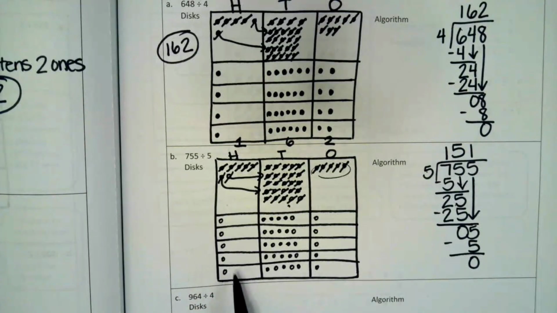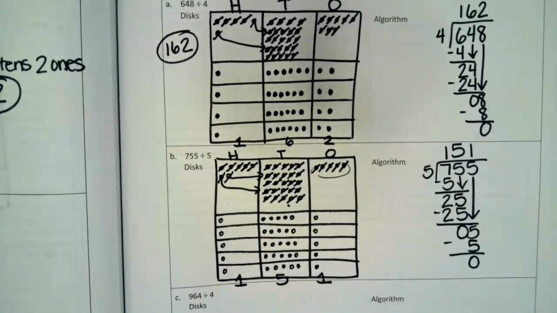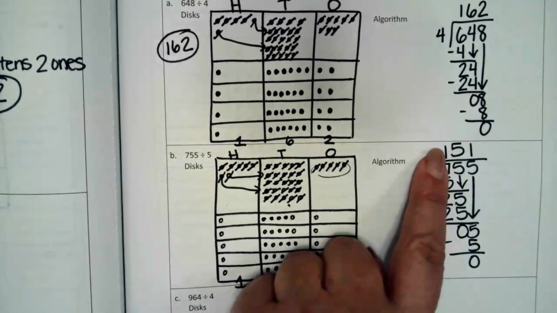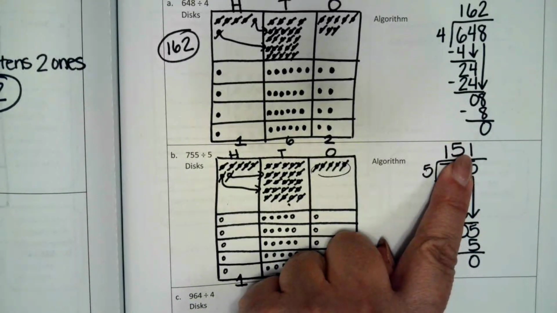And look, in each row, we have 1 hundred, 5 tens, and 1 one. 151. And look at the quotient we have on the algorithm. 151. They match.